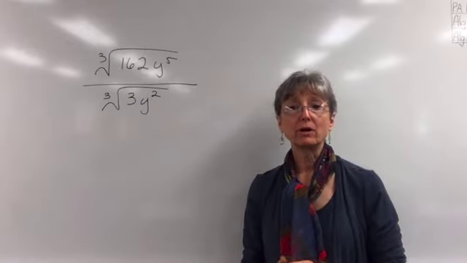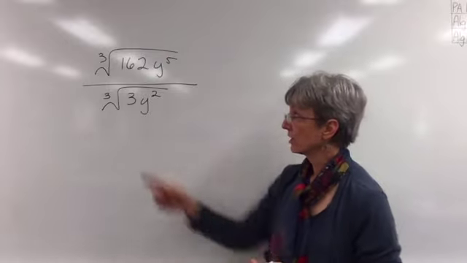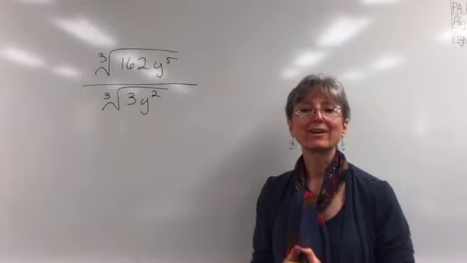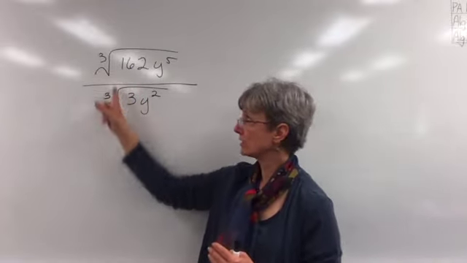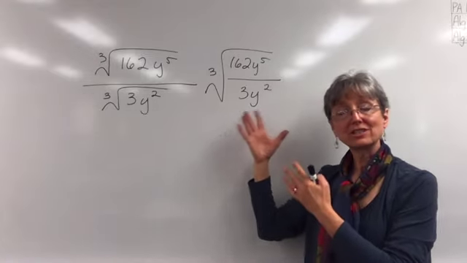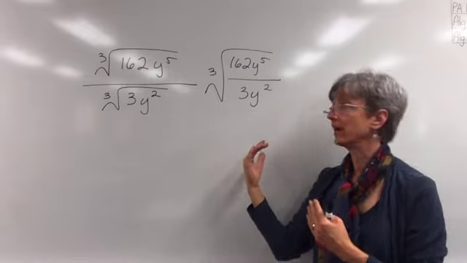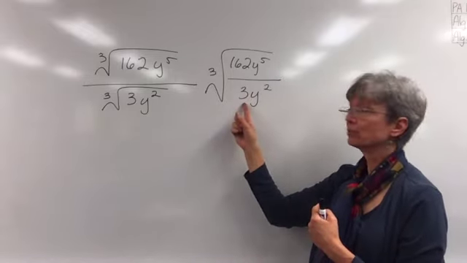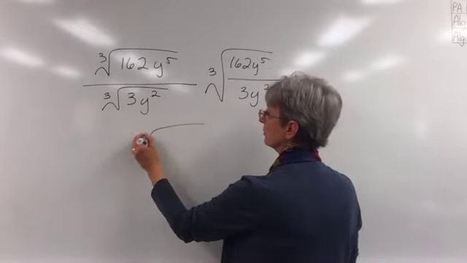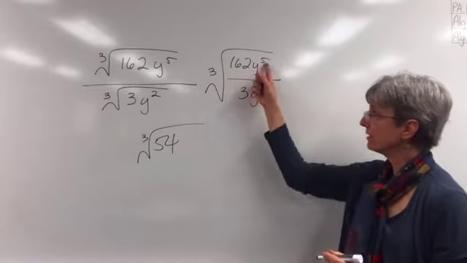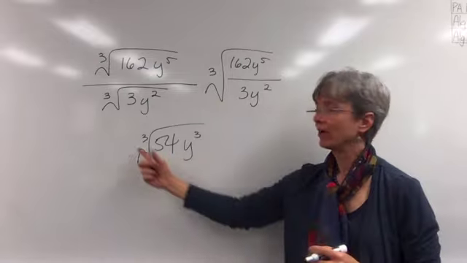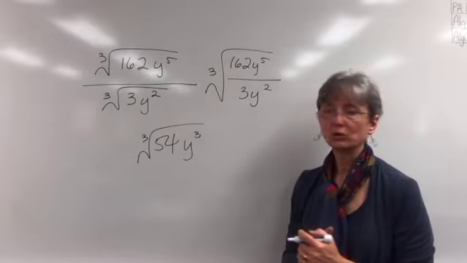Here's a similar type of problem, only now we're dealing with cube roots. So I have the cube root of 162y to the 5th divided by the cube root of 3y squared. Since the indexes are the same, I can rewrite this as one fraction. Now that I have it as one fraction inside the radical, I can go ahead and simplify. So 162 divided by 3 is 54. So I have the cube root of 54. And y to the 5th over y squared is y to the power of 3. And now I can find the cube root of 54y cubed.